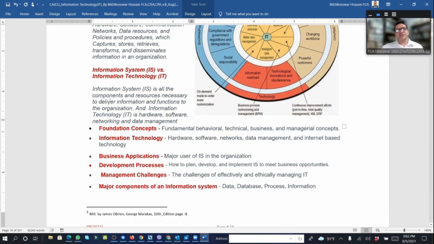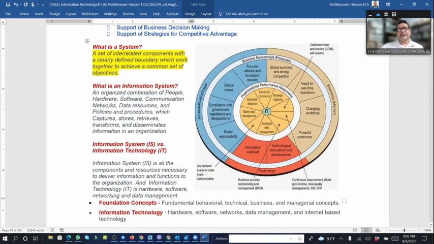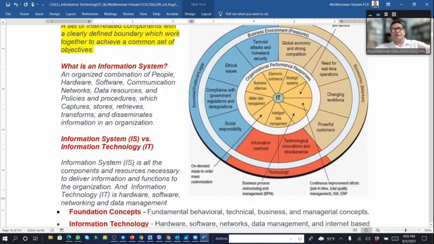Now, information system IS versus information technology. What is the difference? Information system is all of the components of the resources necessary to deliver information and function to the organization. Information technology means hardware, software, network, and data management resources. Information system is the component of resources necessary to deliver information and function to the organization to achieve its goals.